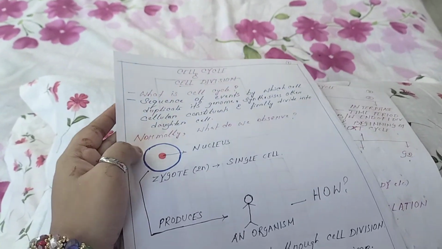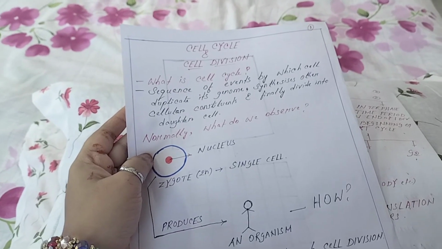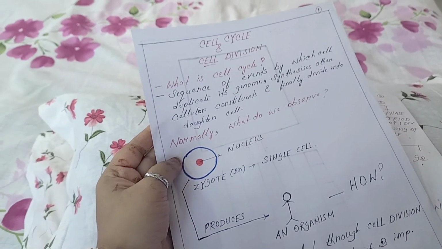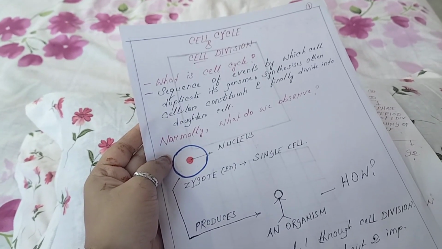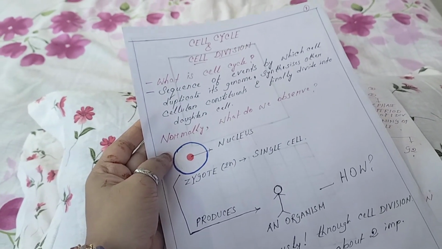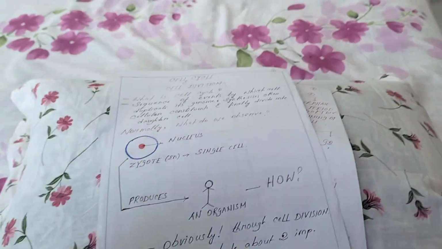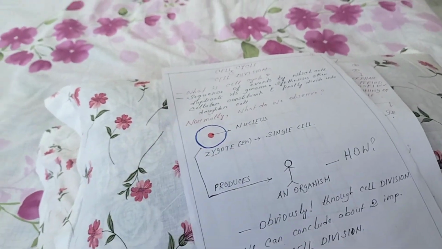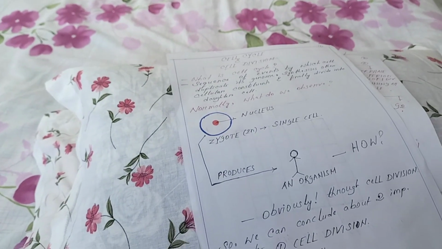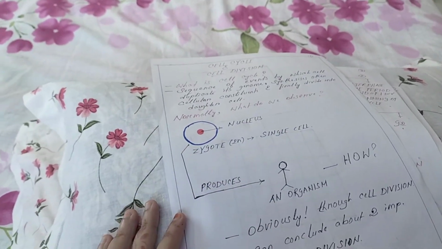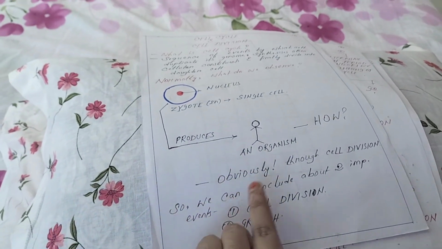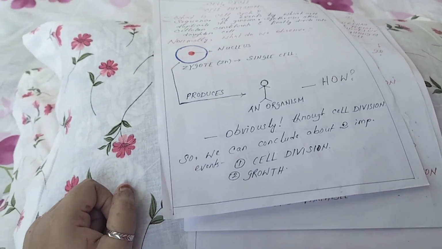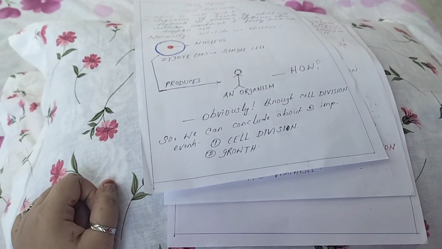So, normally, what do we observe? We observe that every organism has come from a single celled zygote. So, how does a single cell zygote form such a complex organism like us? Obviously, the zygote undergoes cell division because in our body we have millions of cells, no?